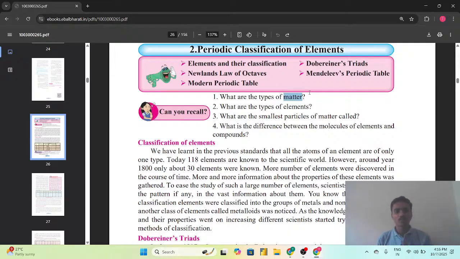So we have asked what are the types of matter. As we have studied, there are various types of matter: solids, liquids and gases. These are all the different types of matter present all around us. In solids, the particles are tightly packed. Then we have liquids, in which the molecules are loosely packed as compared with solids. And gases have molecules which are free to move. So these are all which we have studied about matter and its types in the lower classes.